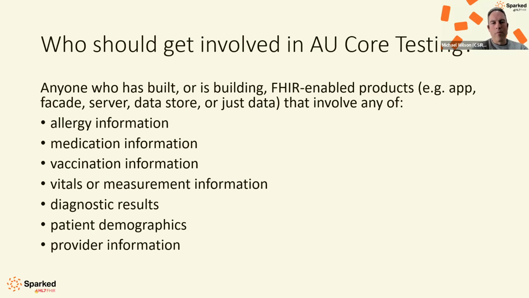The coverage of AU Core spans allergy, medications, vaccination, vitals, diagnostic results, patient demographics, and provider information. So if you have a system, a proof of concept, or some data that has any of this information represented in FHIR, then there's the opportunity for you to use that here while testing AU Core. And it doesn't have to be built specifically for AU Core. If you have existing FHIR resources or existing FHIR implementations, you can test them against AU Core without having specifically implemented them for AU Core. So I think that's an important point to note.